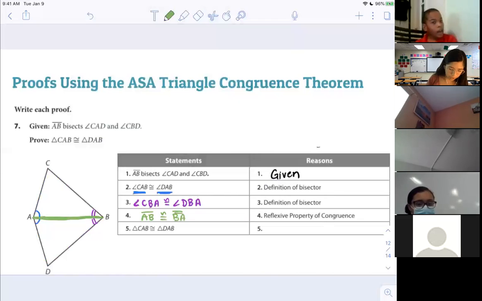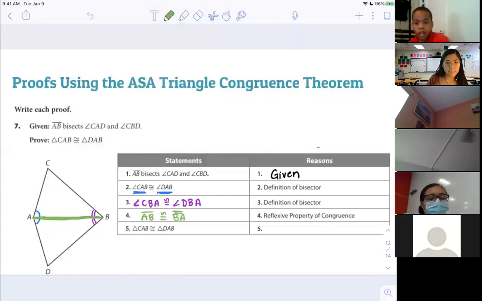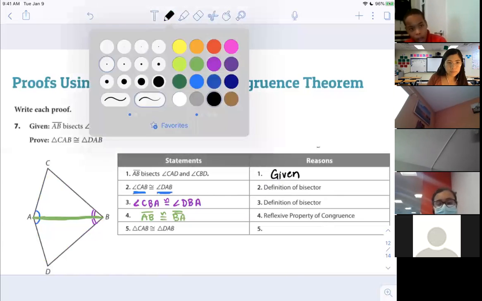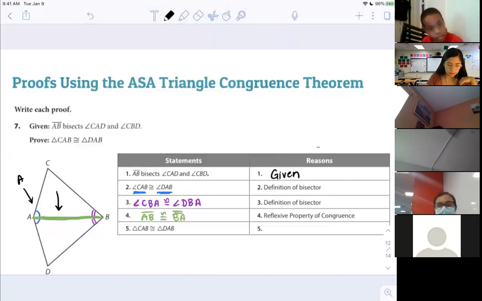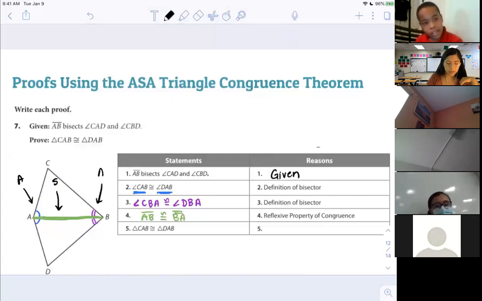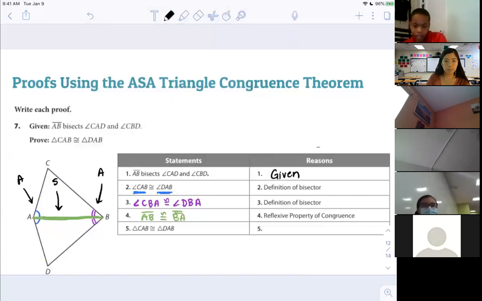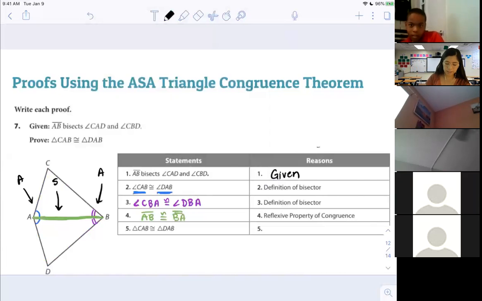And then finally, I can say that CAB is congruent to DAB due to which congruence theorem? Good. Ooh, is it CPCTC or is it ASA? Have I proven that all of the sides are congruent and all of the angles are congruent? No, I just have one angle, I have a side, and I have an angle. So the only theorem that I can use here is ASA.